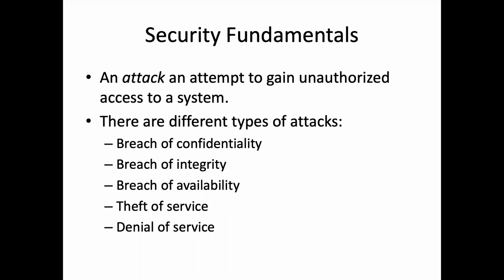A breach of availability is when maybe you can't know about secret data, maybe you can't selectively change secret data, but maybe you could make it unavailable to legitimate users.